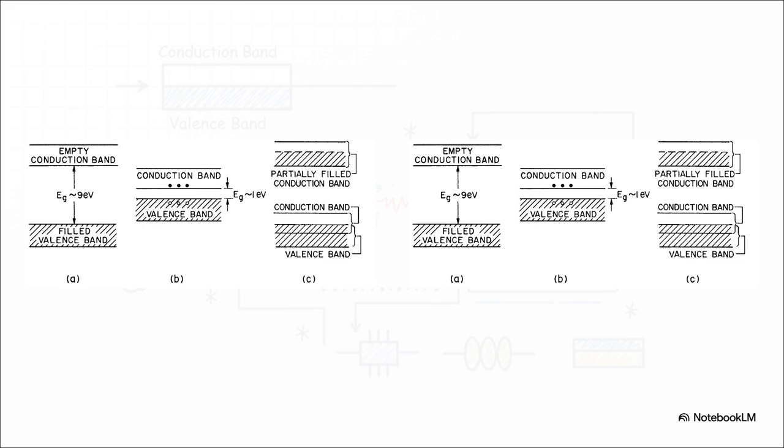Now, look all the way to the right. That's a conductor, our metal cable. The bands actually overlap. There's no gap at all. The electrons can just cruise onto that superhighway with practically zero effort.